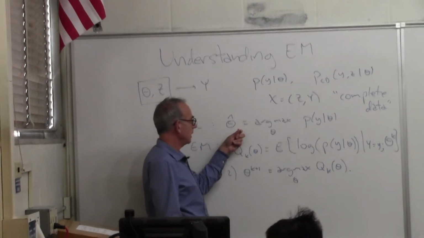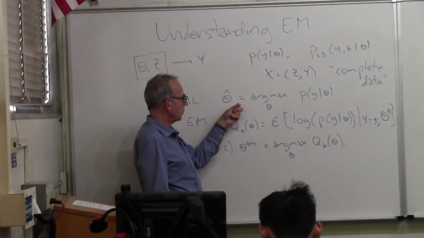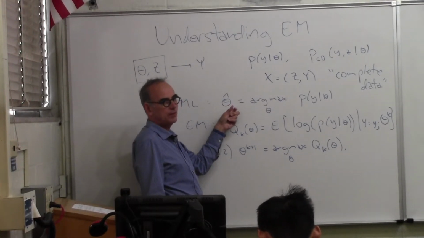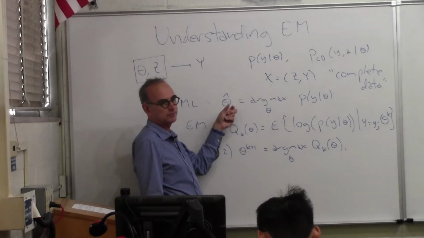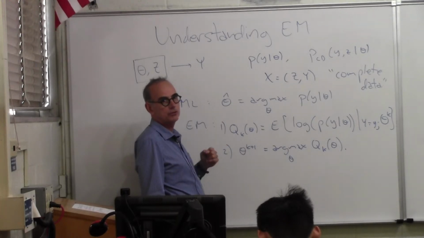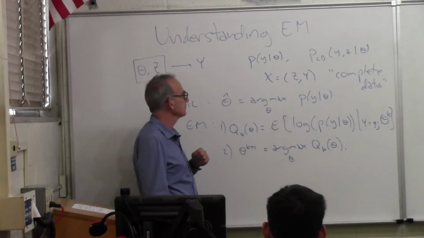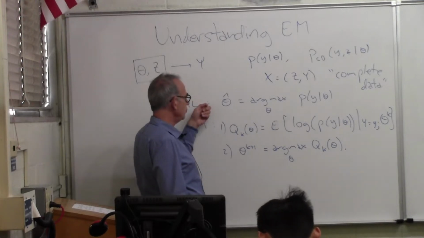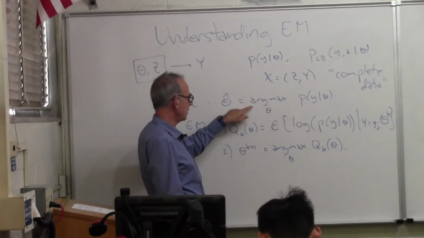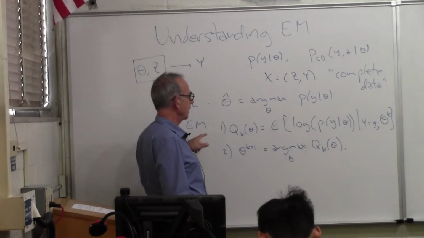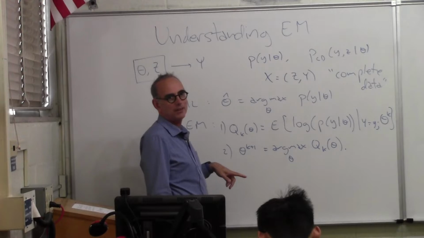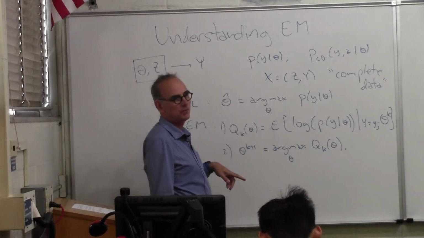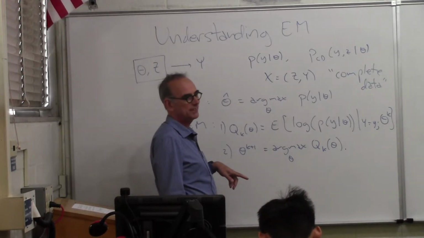And here's the maximum likelihood estimate, where you find the theta that makes the probability of your observations the largest. Okay? It's a very reasonable thing to do. And there's all sorts of nice properties. And then a procedure to try to solve this maximization is EM, where you do these two steps. And I wish I could give you a better feeling of how they came up with this crazy idea.